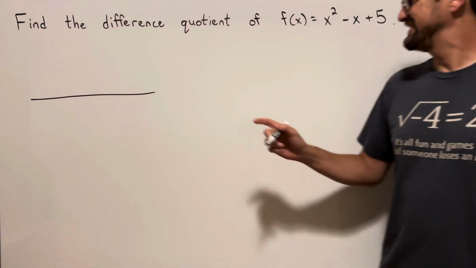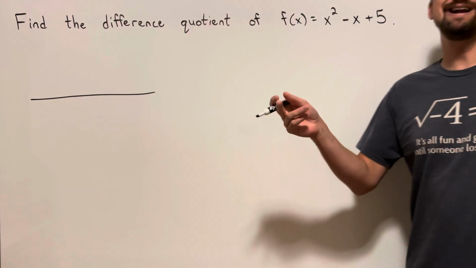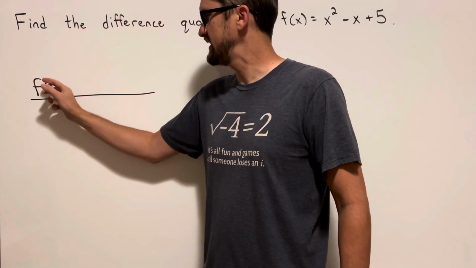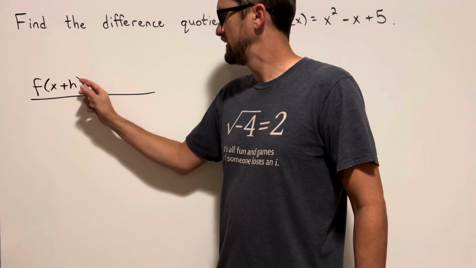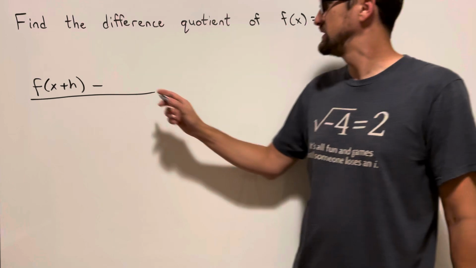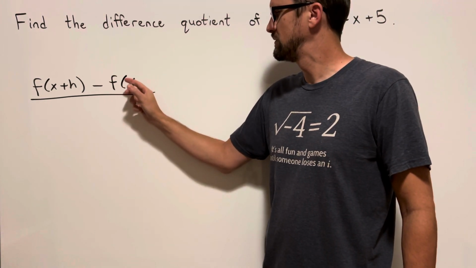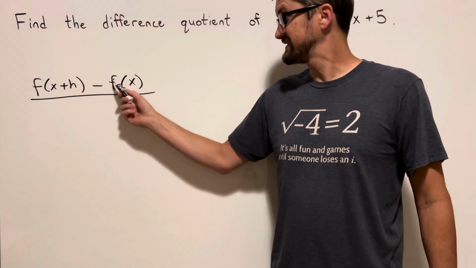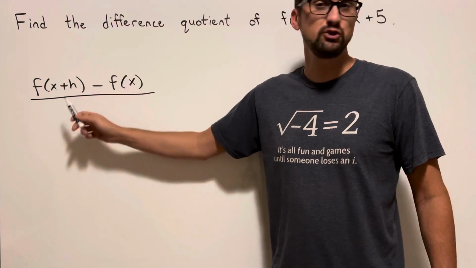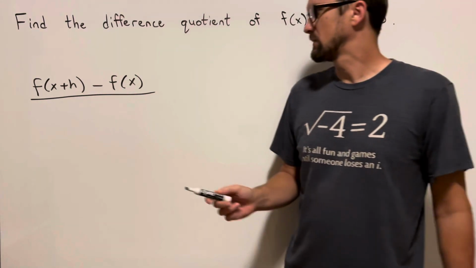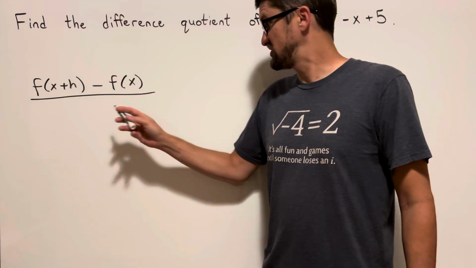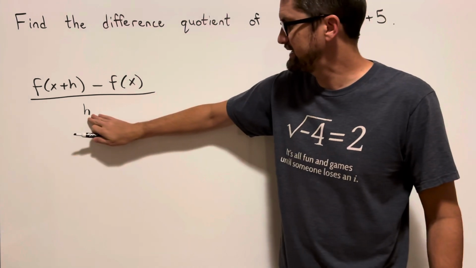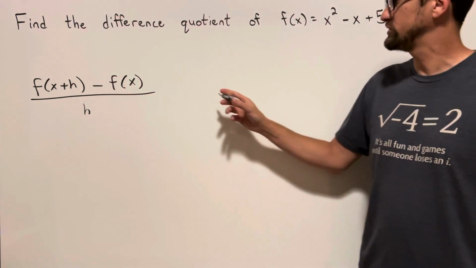Up top in the numerator, you're going to subtract f of x values. The first one is f of x plus h. Then you want to subtract f of x. This is the change between f of x as x goes from x to x plus h. So the change in x is h. So on the bottom is just going to be lowercase h. That is the difference quotient.